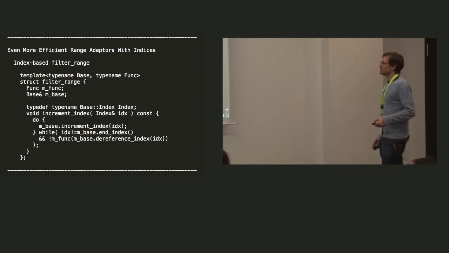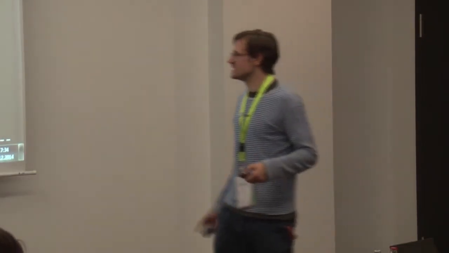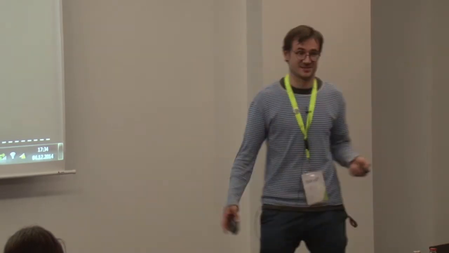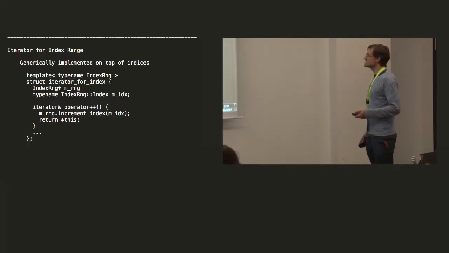Now, you say, well, which is great that we have a filter range that's based on indices, right? But the standards committee is going to come to me and say, you can't do this. You must provide iterators because all the algorithms are written in terms of iterators. Right? You can't use indices, that's a newfangled thing, and then you're not going to support it, right? Well, luckily, we can actually write an iterator for it.